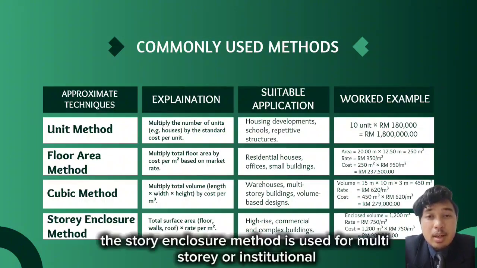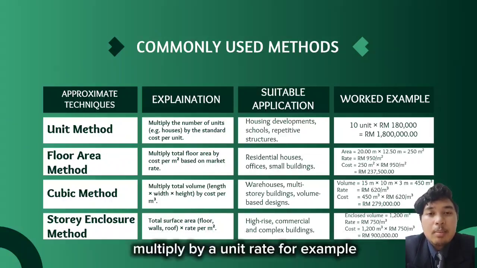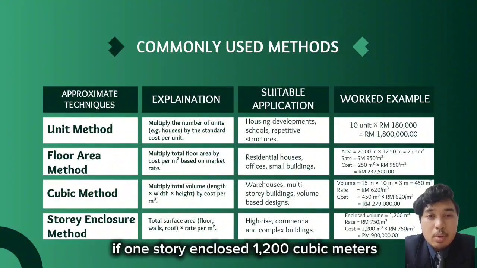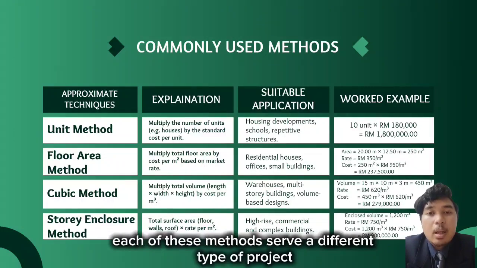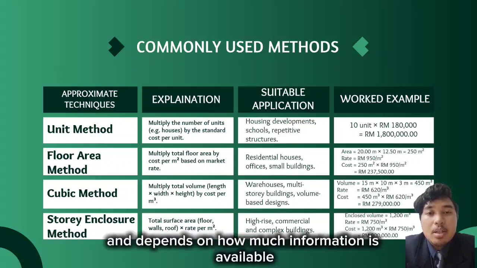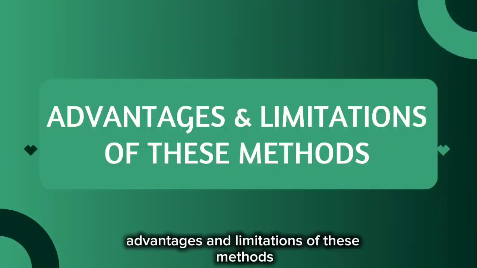Lastly, the storey enclosure method is used for multi-storey or institutional buildings. The enclosed volume of each storey is calculated and multiplied by a unit rate. For example, if one storey encloses 1,200 cubic meters and the rate is 750 ringgit, the estimate will be 900,000 ringgit. Each of these methods serves a different type of project and depends on how much information is available during the planning stage.